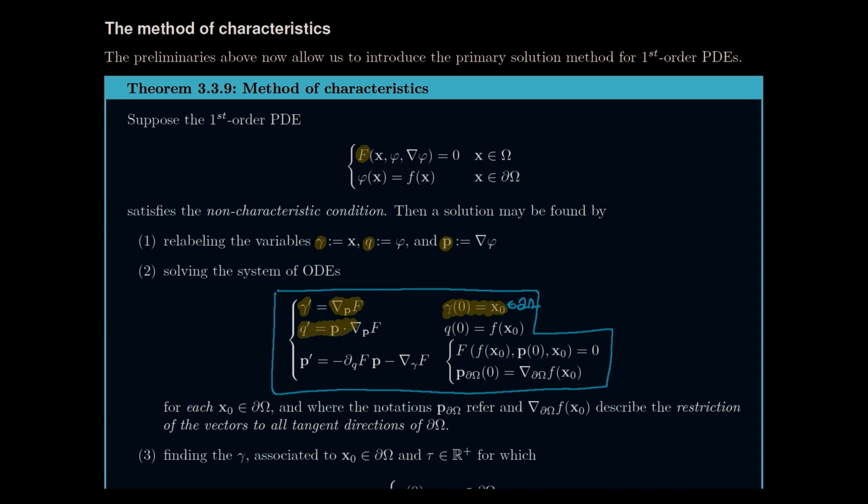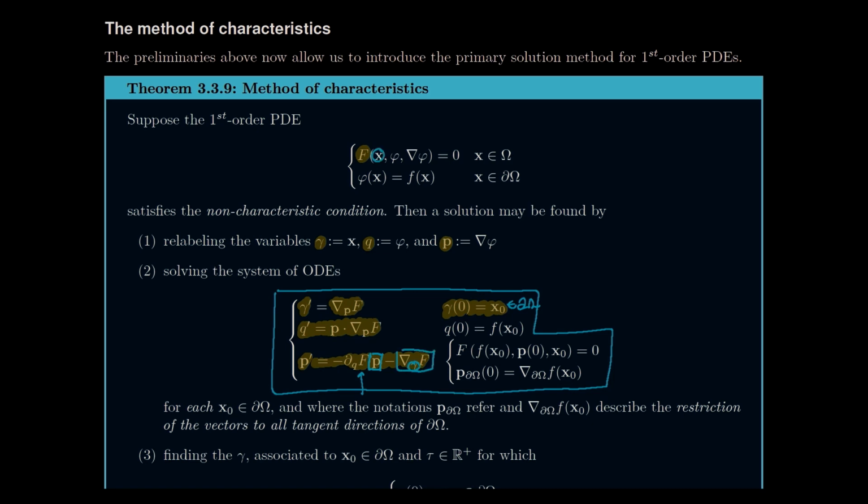Q prime, the time derivative of q, will be the variable p dot inner product with the gradient in the p variables of f. And finally, p prime, this is a vector valued ODE. p prime is going to be equal to, let's be careful about interpreting this correctly, the partial derivative in the q variable of f times p. So that's a scalar, because f is scalar valued. So I've got a scalar times a vector here, and then I'm subtracting a derivative in the gamma variables of f.